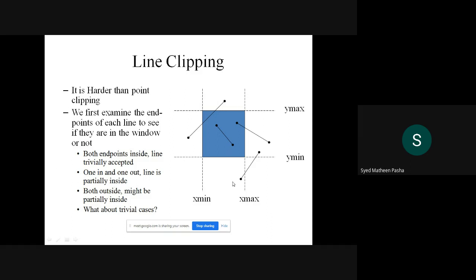In this particular example, I have defined a window which consists of some coordinates, that is x minimum as well as x maximum with respect to the x coordinate, and y minimum as well as y maximum with respect to the y coordinate. With the help of this diagram, I have displayed a window where line clipping is done.